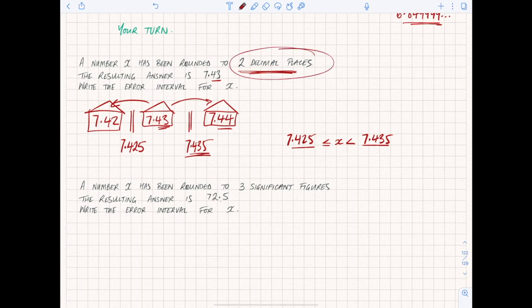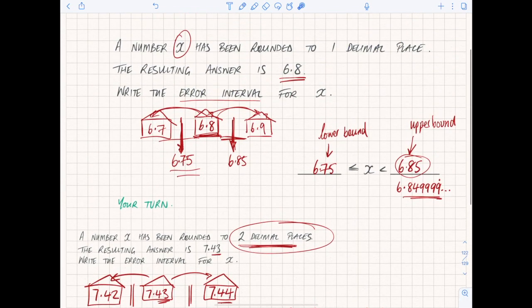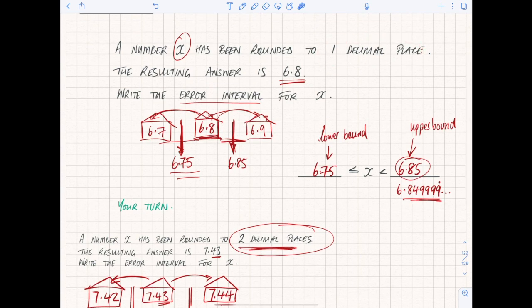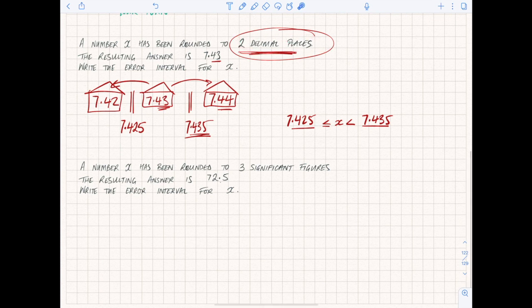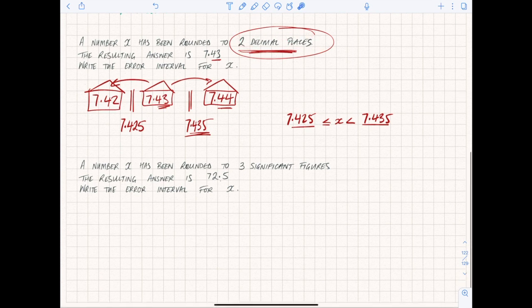This talks about 2 decimal places, and I end up having 3 in my answer. This one spoke about 1 decimal place, and I end up having 2 in my answer. So whatever this says here, you're going to have an additional place as your answer.